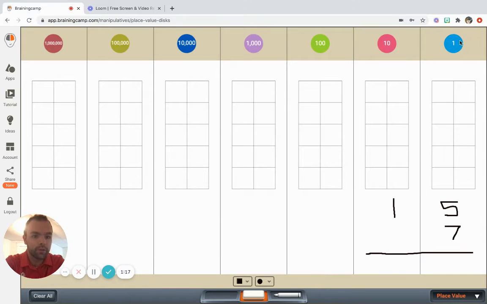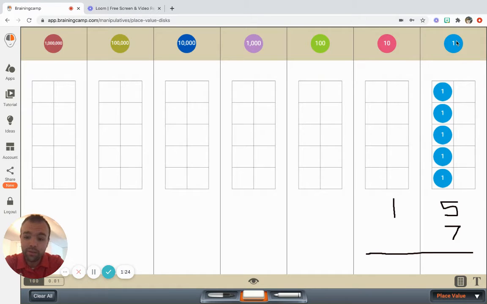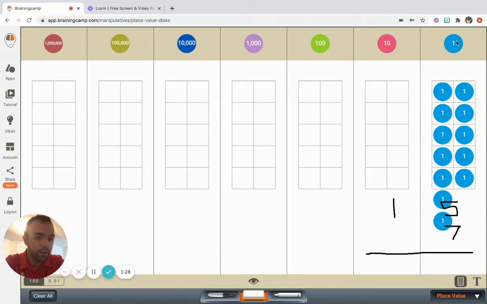So I'll start over here with the ones column, and I have 5. So I go 1, 2, 3, 4, 5 plus 7. 1, 2, 3, 4, 5, 6, 7. Now, if you notice, I have this little box here that shows me 10. And what we know about when we get to 10, we have to move up a place value and push the rest over.